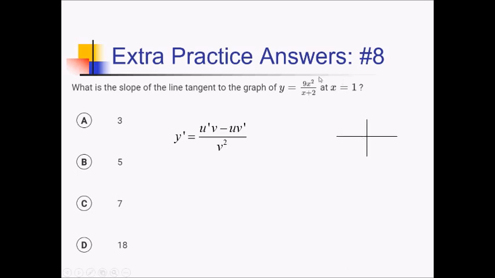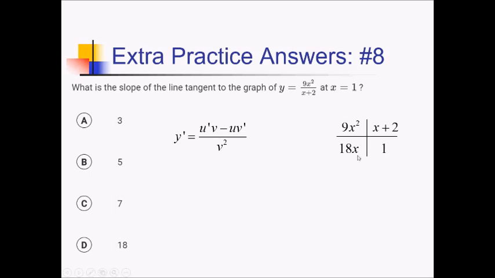So I have my numerator, 9x squared. Denominator is x plus 2. That goes in the upper right. And down below, we've got u prime and v prime. So this is going to be the derivative of 9x squared down here, 18x. Derivative of x plus 2 down here is going to be just 1.